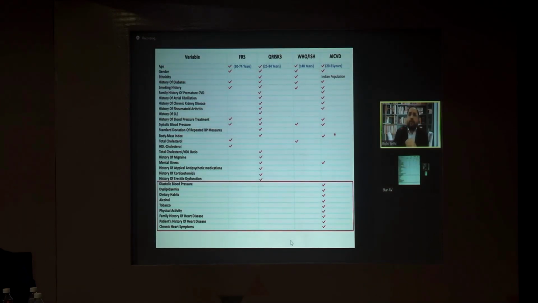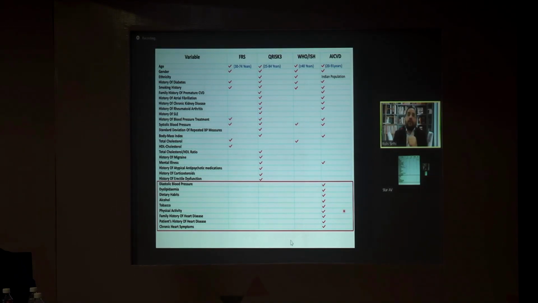You see here how the AI-CVD risk scoring system is different from the traditional risk scoring system. We have many, many new parameters that were included that do not form part of the traditional risk scoring systems, like dietary habit, alcohol consumption, oral tobacco consumption, diastolic blood pressure, physical activities. These were all part of the AI-CVD risk scoring system because it had 22 parameters as compared to 7, 8, or 12 parameters that were used in the earlier risk scoring systems.